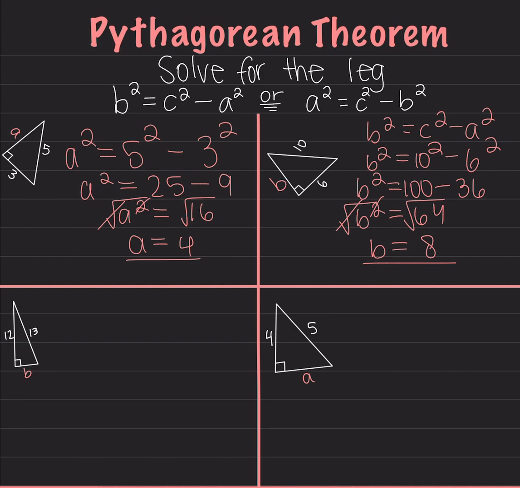Next, we have b is what we're looking for, so I will use this equation again. B squared equals c squared, in my case, which is 13 squared, minus a squared, which is 12 squared. 13 squared gives us 169, so that's what we'll put here. And 12 squared is 144.